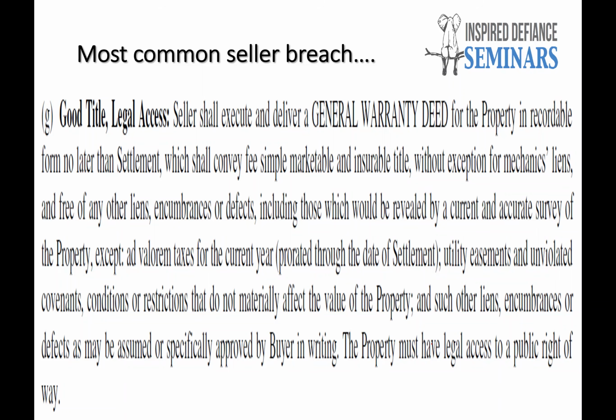Mm-hmm. And it becomes the seller's job to straighten that out. What if the seller can't get it straightened out? That is a breach. And that is by far the most common breach of this contract. But it is still a breach because they've said the seller shall execute and deliver. What kind of deed do they have to give to the buyer based on this contract? General warranty deed, which conveys marketable and insurable title. So if they have a title problem, they can't comply with this contract. Could that end up costing them a lot of money?